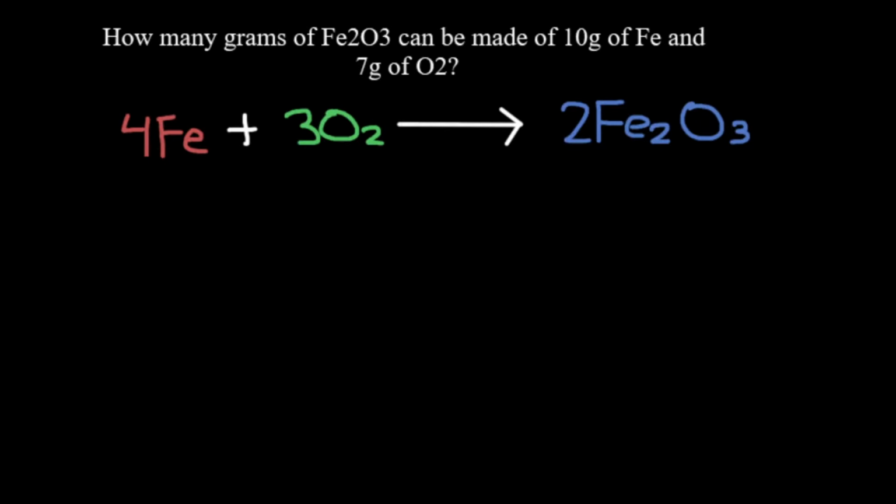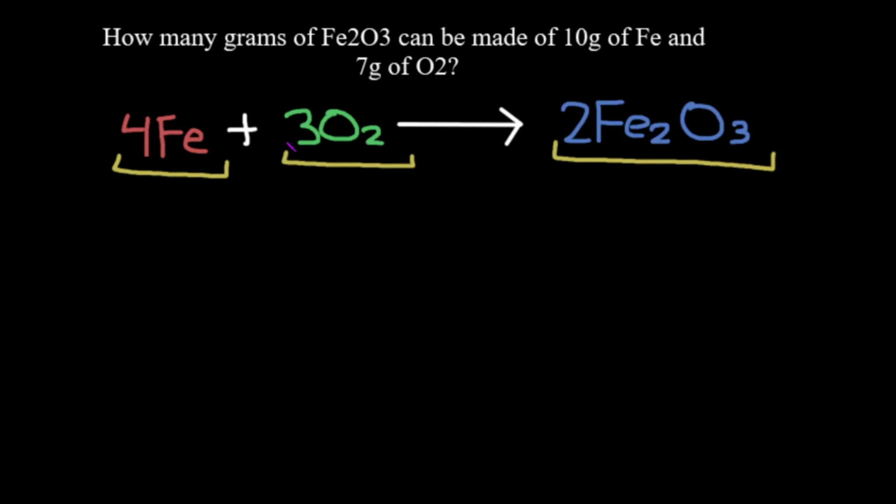Alright, in this video I'm going to be going through some stoichiometry questions involving the limiting reactant of a chemical equation. So let's say you have the question: how many grams of Fe2O3, which is iron oxide, can be made from 10 grams of iron and 7 grams of oxygen gas? And you are given the chemical equation: 4 Fe and 3 O2 create 2 Fe2O3. So before you start anything, you would have to make sure that the chemical equation is balanced.